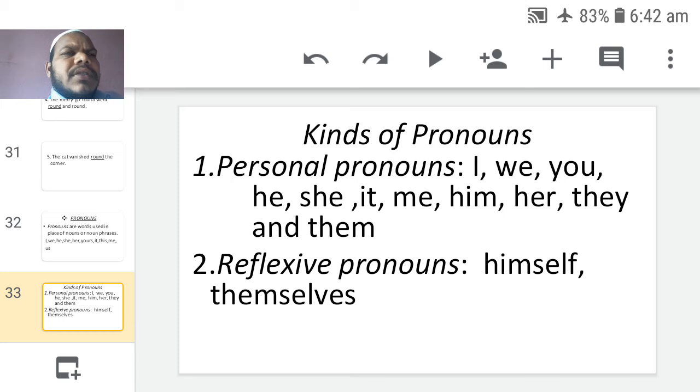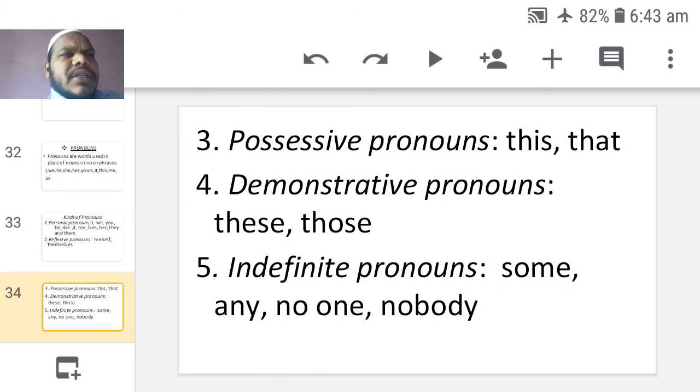Personal pronouns: I, we, you, he, she, it, me, him, her, they, and them. Reflexive pronouns: himself, themselves. Possessive pronouns: this, that. Demonstrative pronouns: these, those. I hope you practice from the textbook exercise, and you may be learning what all these kinds of pronouns are.